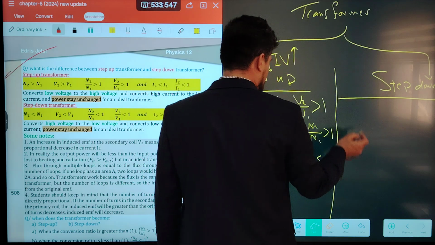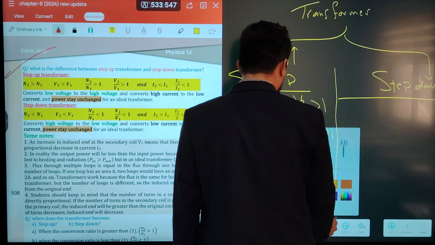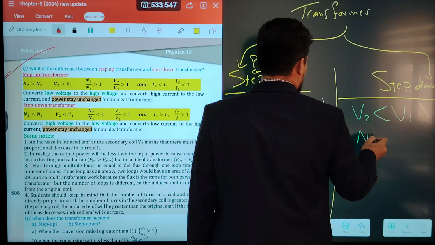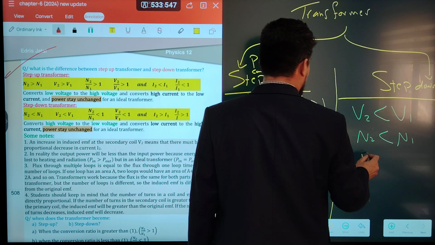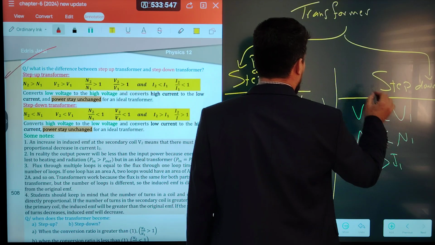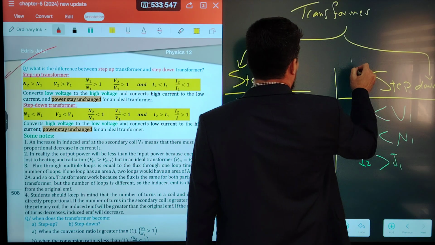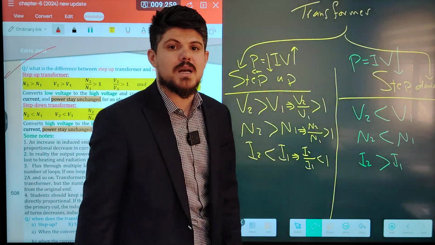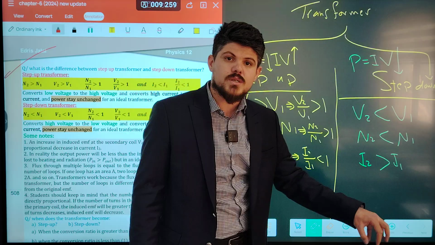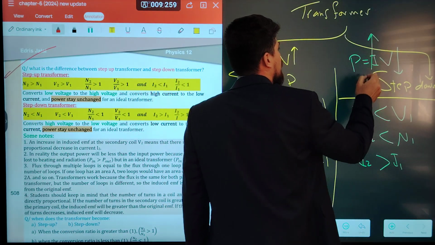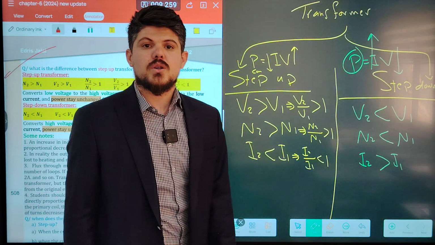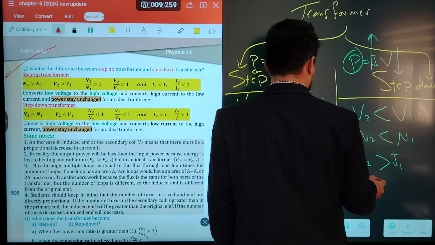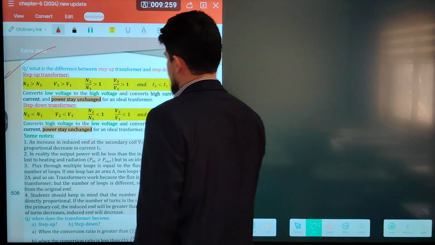But for a step-down transformer, it is exactly the opposite of the step-up transformer. V2 is less than V1. N2 is less than N1. But I2 is bigger than I1. Why? Because in a step-down transformer, power is equal to IV. What happened to the potential difference in a step-down transformer? Potential difference decreases, but current increases in order to keep the power constant, and V2 over V1 is less than 1. Okay.